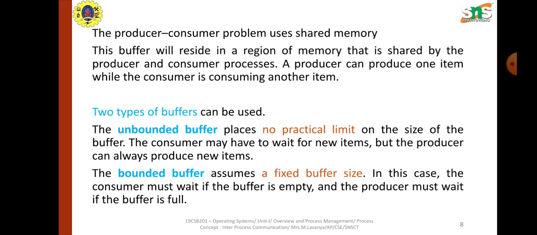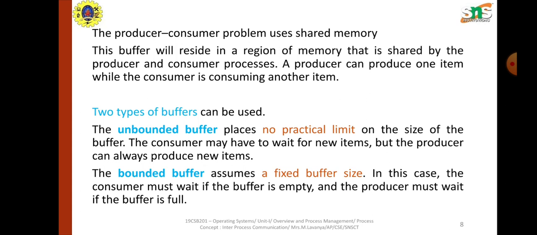In this, based on the buffer size, it is categorized into two types: unbounded buffer and bounded buffer. The buffer is nothing but the region of memory which is shared by the producer and the consumer process. A product produced by the producer will be placed in the buffer, while the consumer consumes the data, it takes the data from the same memory location which is produced by the producer.